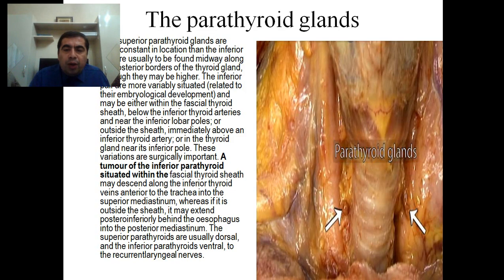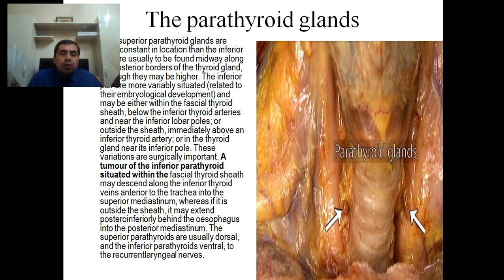The parathyroid glands: the superior parathyroid glands are more constant in location than the inferior and are usually found midway along the posterior borders of the thyroid gland, although they may be higher.